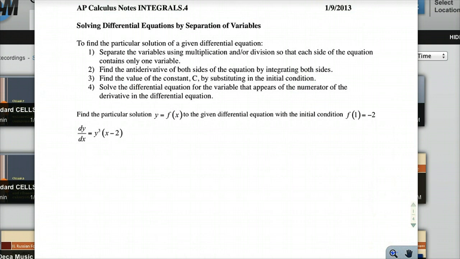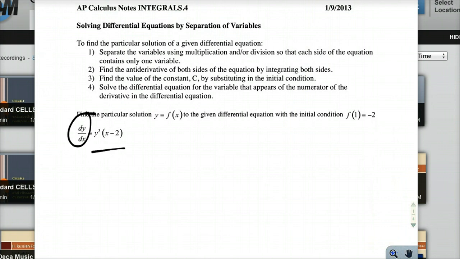Again, this is called separation of variables, and the reason why you have to do it is, if you notice the format, there's a dy dx, so there are 2 variables, a y and an x, on the same side. The very first step is very similar to what we had done previously. I need to separate these variables, so I need to get the y's on one side and the x's on the other side.